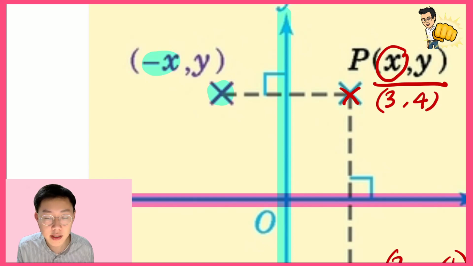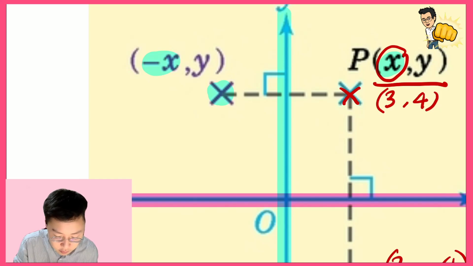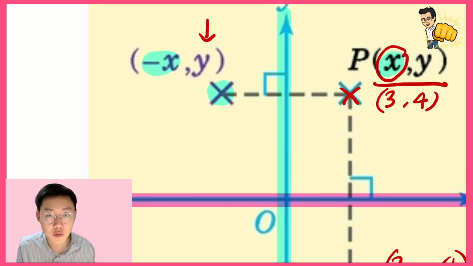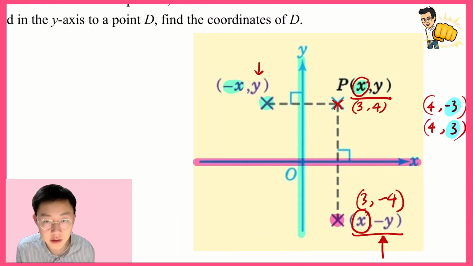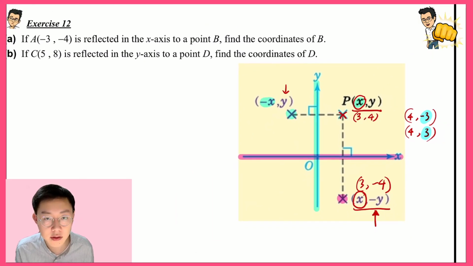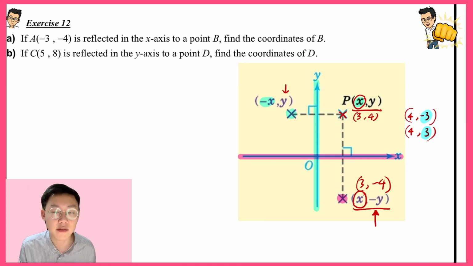It becomes negative x. The original x coordinate for point P is x. However, after the reflection, it becomes negative x, and in this situation the y coordinate will not change. So that is the concept related to reflections along the x-axis or the y-axis.